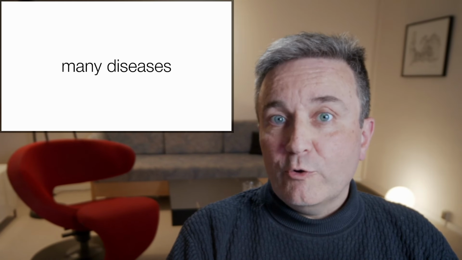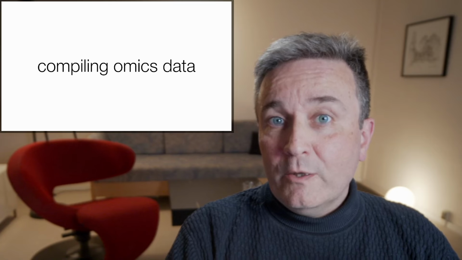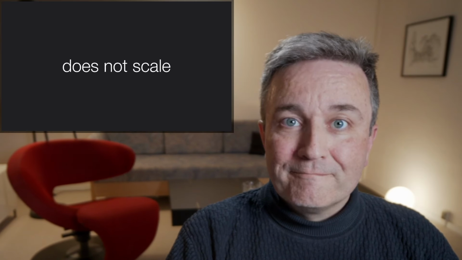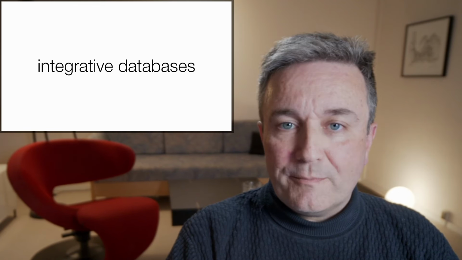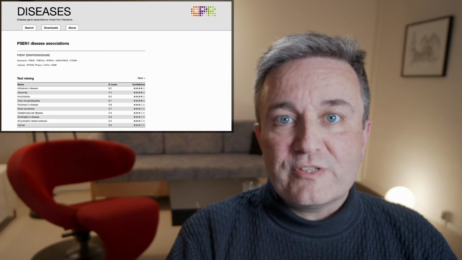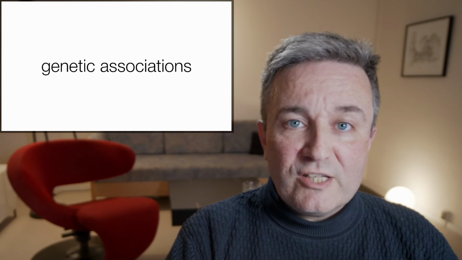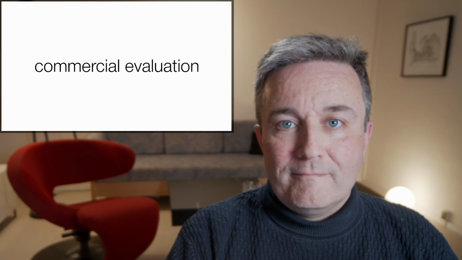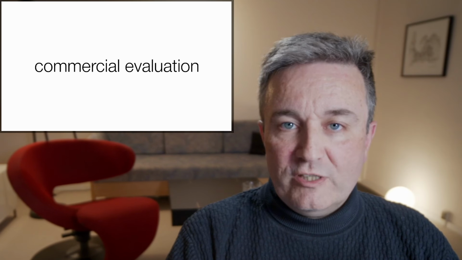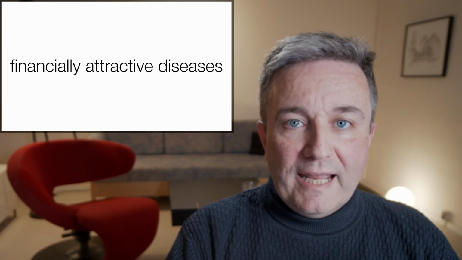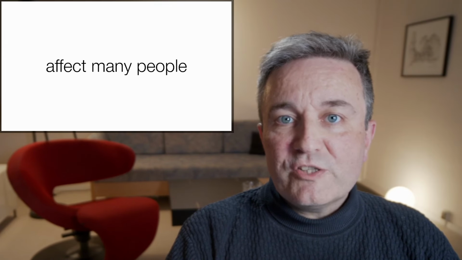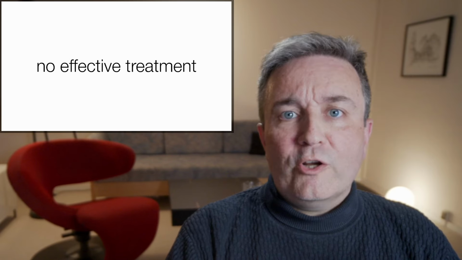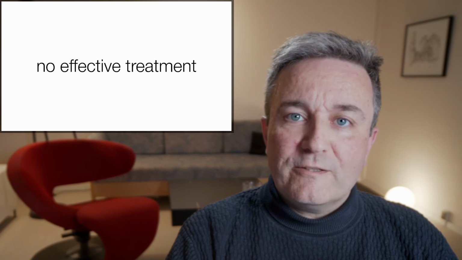The first is we are suddenly looking at many diseases instead of one disease, which means that compiling omics data by looking at individual studies simply does not scale. Instead, we have to turn to integrative databases like OpenTargets or the DISEASES database from my group to obtain genetic associations and literature-based associations that others have already compiled. The second issue is commercial evaluation. We want to find financially attractive diseases. This means diseases that affect many people, ideally in rich countries, and where there's not already an alternative effective treatment.